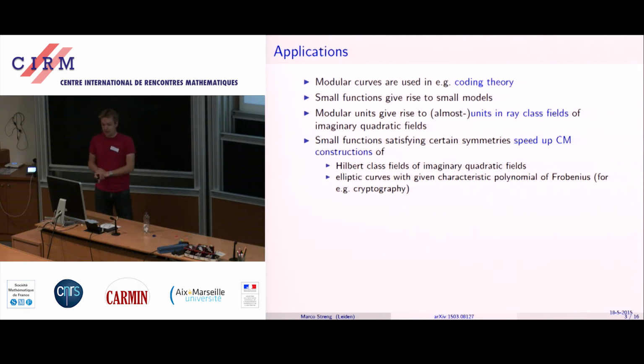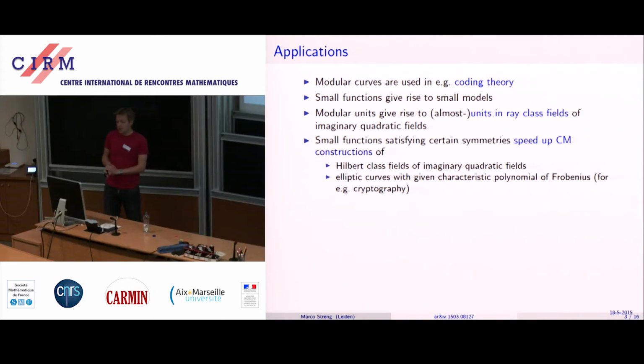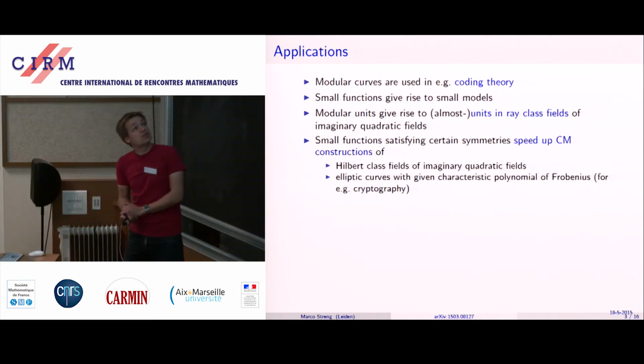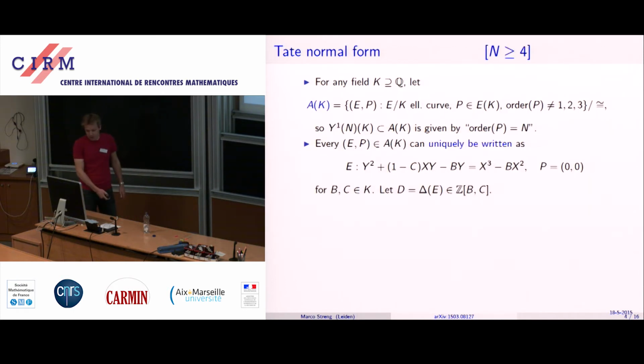And if you have small modular functions, and I hope that among these modular units there will be some candidates for this, then they may allow you to speed up complex multiplication constructions, which are used again in number theory, for example constructing Hilbert class fields of imaginary quadratic fields, but also in cryptography when you construct elliptic curves with a given characteristic polynomial of Frobenius. So these are just some potential applications of this group, and let me now go to the detailed statement of the result.